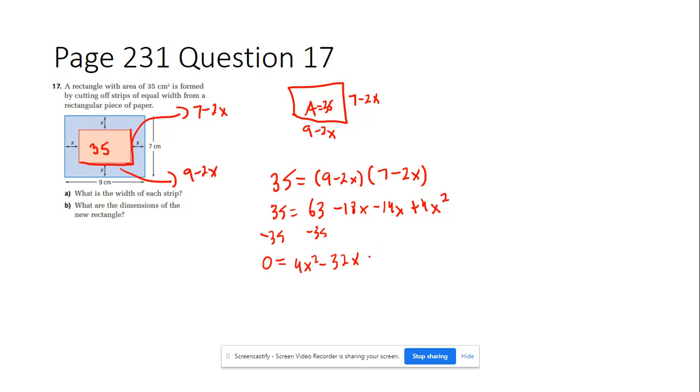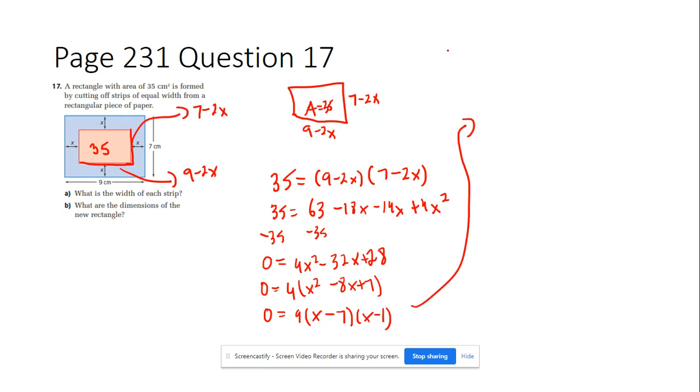63 minus 35 is 28. Okay, and I can take out a common factor here: 4(x² - 8x + 7). That means we get 0 = 4(x - 7)(x - 1). So based on this, we get either x = 7 or x = 1.